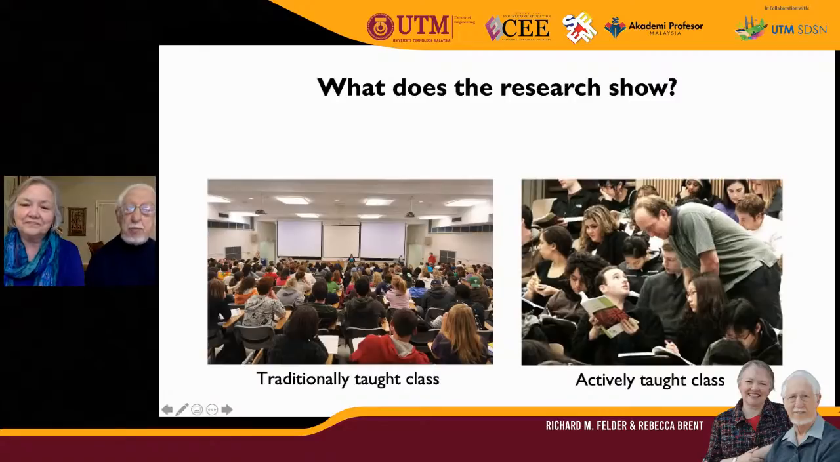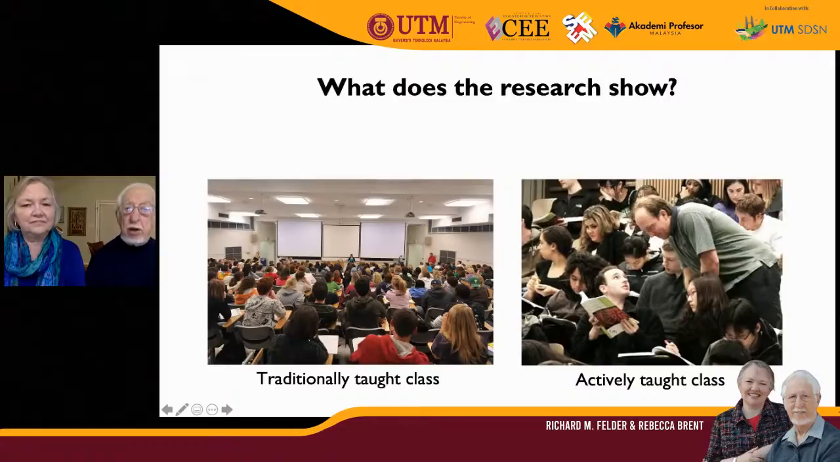And the studies compared learning outcomes in a traditionally taught class, taught by lecture, and a class taught using active learning. So on the left, you see a traditional class sitting and listening to a lecture. On the right, you see an active learning class. Students are clustered together in small groups working on something. The instructor is interacting with one of the groups.